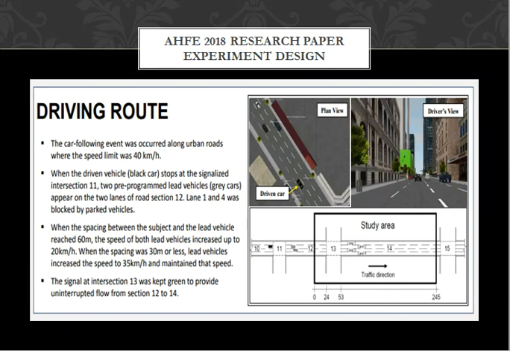When the spacing between the subject and the lead vehicle reached 60 meters, the speed of both lead vehicles increased up to 20 km per hour. When the spacing was 30 meters or less, the lead vehicles increased the speed to 35 km per hour and maintained that speed. The signal at intersection 13 was kept green to provide uninterrupted flow from section 12 to 14.